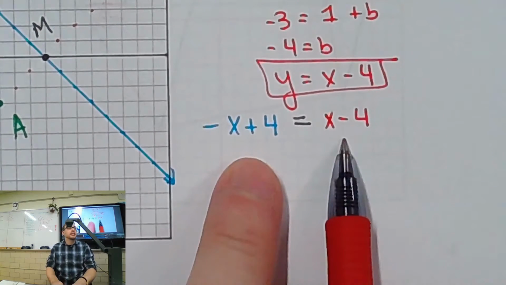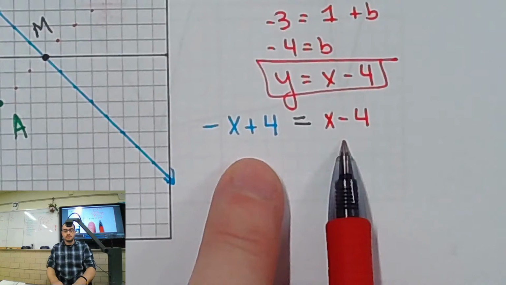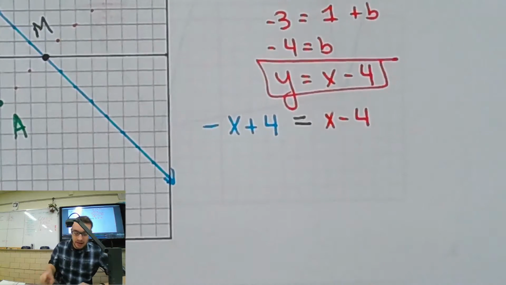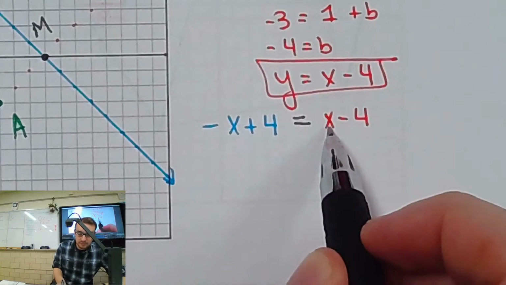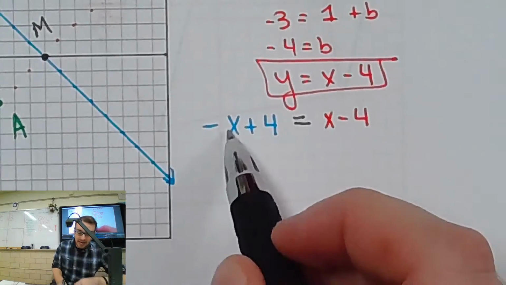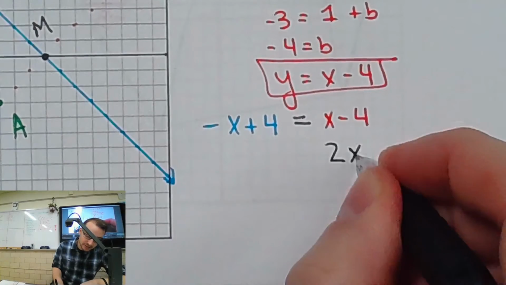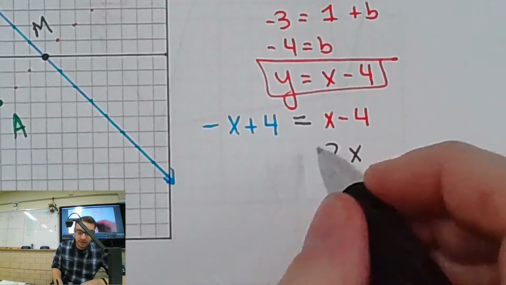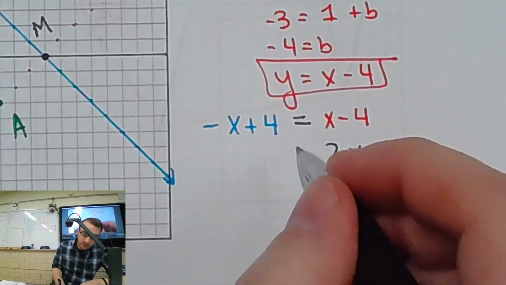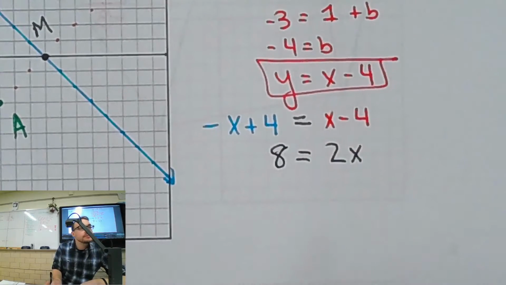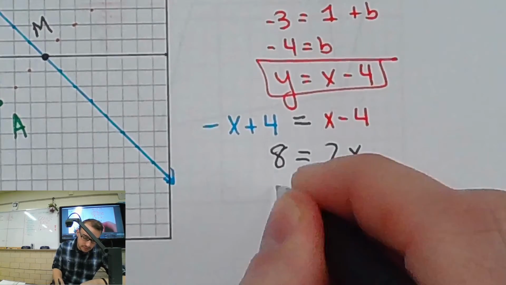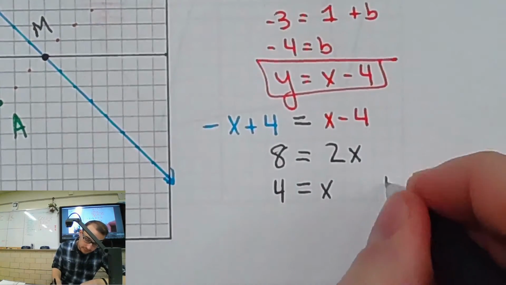I'm setting them equal to find out where they intersect. Are we cool with that? Awesome. So now I do math. I'm going to add the negative x over, which makes that a 2x. Again, this is just how I'm doing it. You might do it differently. It doesn't go away, right? We get 2 x's. Then I add the 4 over, and I'm going to get 8. Don't lose your equal signs. Then I divide by 2, which means x is 4.